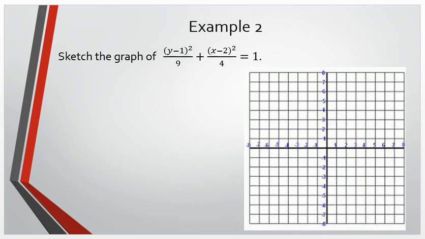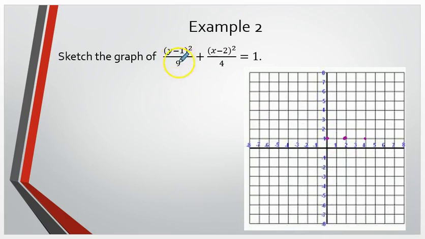This example will only add the complication that now my center isn't at the origin. So I'm going to start off with the point 2, 1. Don't forget to change the signs on the x and the y values. So my center is 2, 1. Draw that dot. The number underneath x, square root of this is 2. So I'm going to go right 2 and left 2.